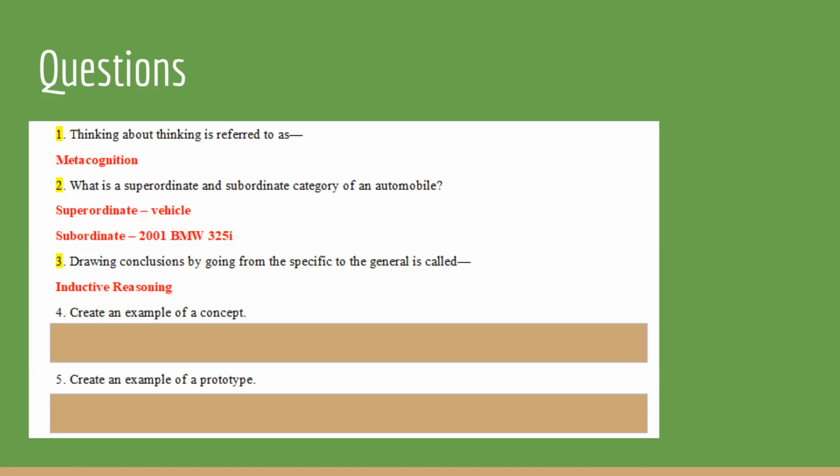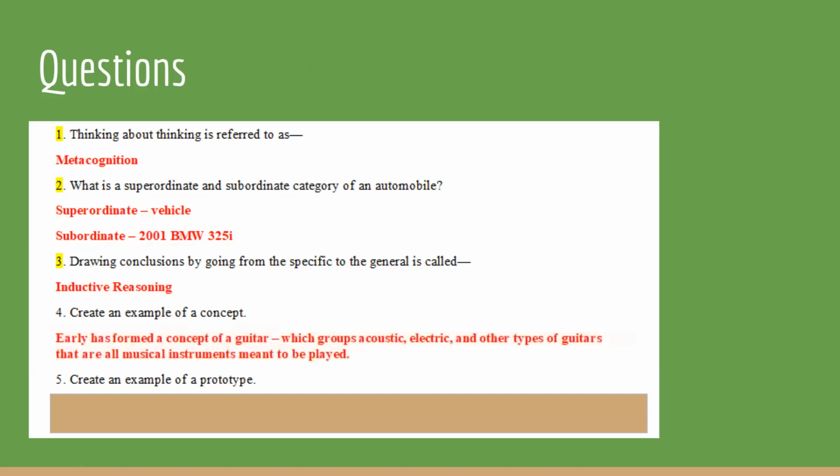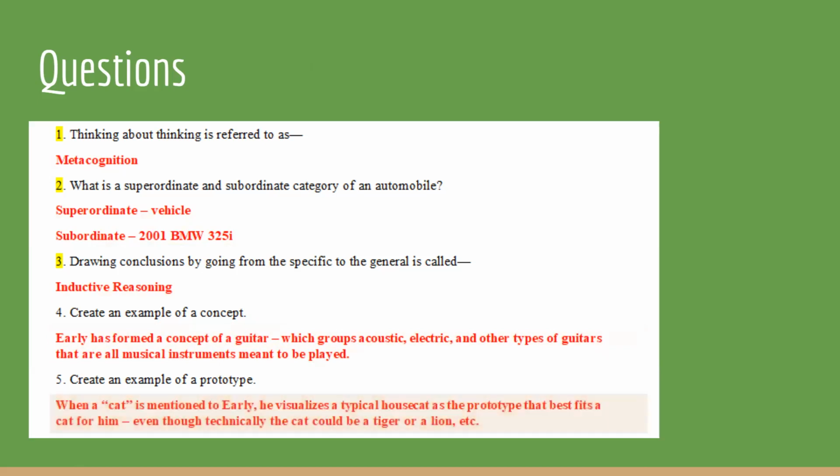All right. Create an example of a concept. Early has formed the concept of a guitar, which groups acoustic, electric, and other types of guitars that are all musical instruments which are meant to be played. Create an example of a prototype. When a cat is mentioned, Early visualizes a typical house cat as a prototype that best fits cat for him, even though technically a cat can be a tiger, a lion, etc. Well, those happen to be the exact examples that I gave. Okay, well, there you go.